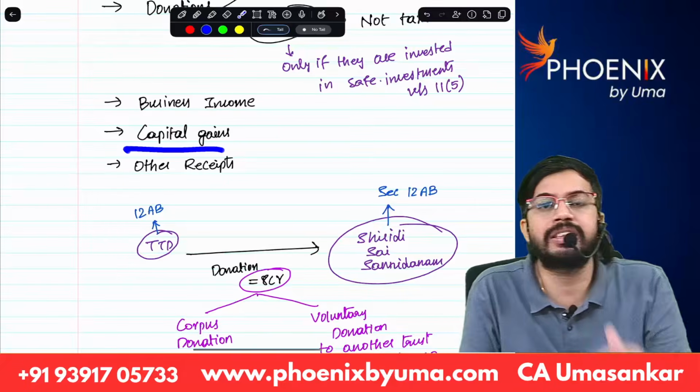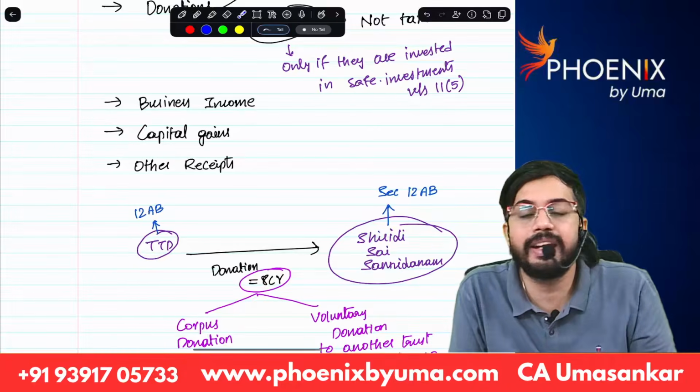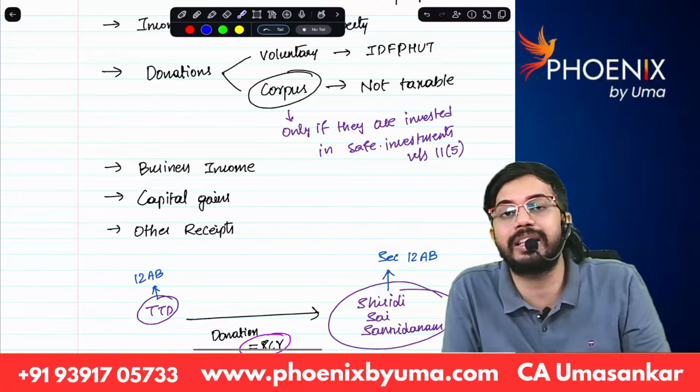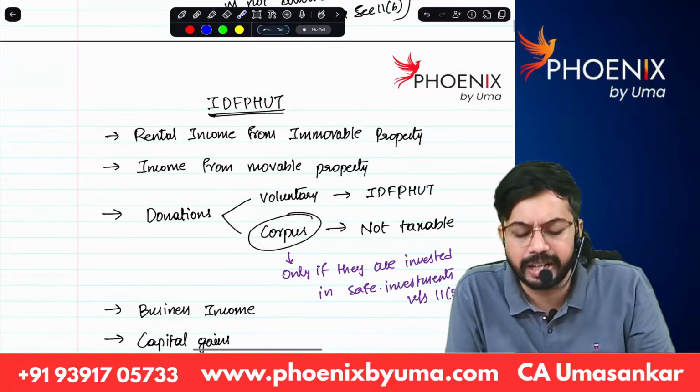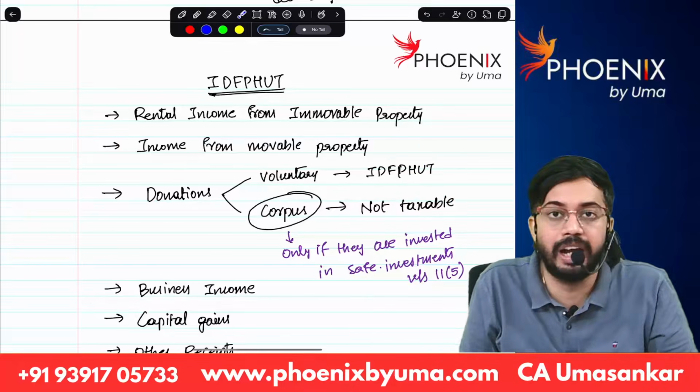Next, if the trust sells any property and receives capital gains, even capital gains are also treated as income derived from property held under trust. Other receipts are also treated as income derived from property held under trust. So all these incomes will be treated as income derived from property held under trust.